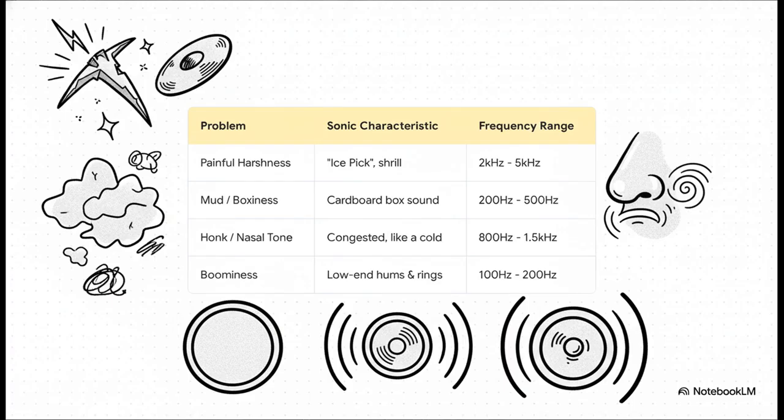You've got that painful ice pick harshness, you know the one, usually from guitars or cymbals. Then there's mud or boxiness, which just makes everything sound like it was recorded in a cardboard box. Honk is that nasty nasal sound that makes things sound congested. And finally, boominess, that low-end ringing that just sucks all the life and headroom out of your mix.